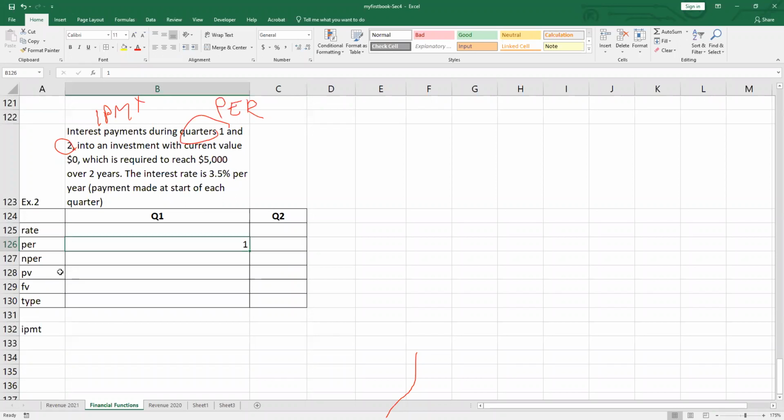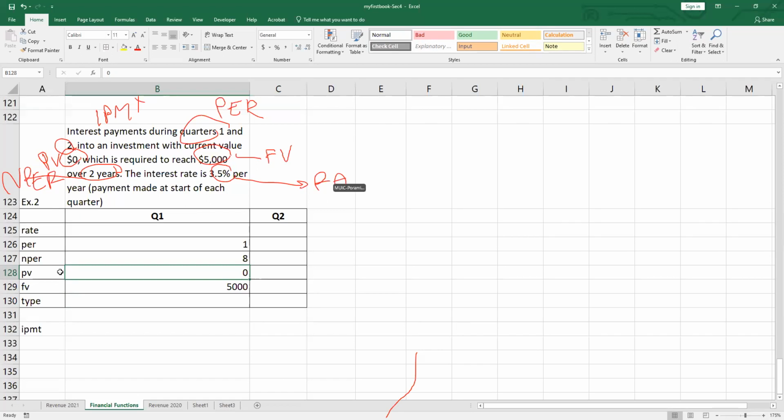Okay. An investment with current value of zero. That is PV, so PV is zero. You want to reach 5,000. That is your future value, positive 5,000, because you want to reach 5,000 over 2 years. This one is N per. But in this one, it said that you want to pay quarter one, quarter two. That means you have to change years and per to be number of quarters first. So you multiply 2 years by 4 quarters per year, then you get 8. That is N per.